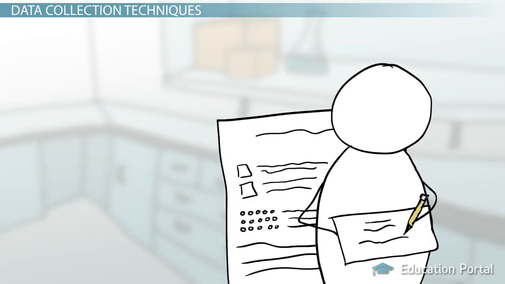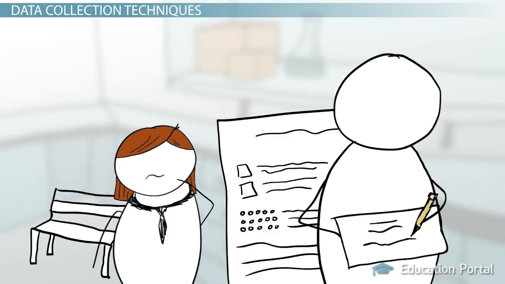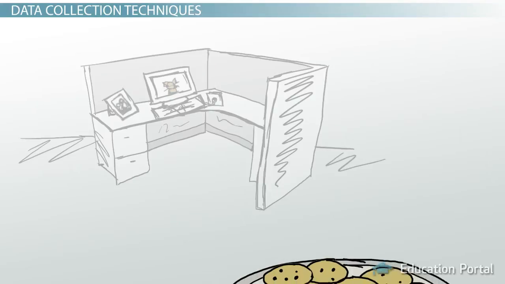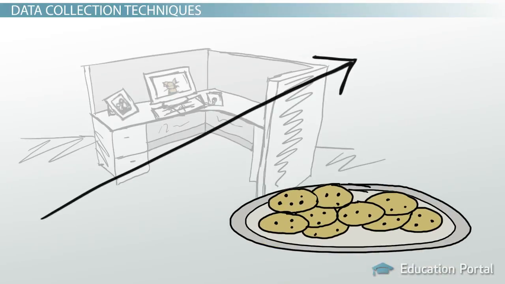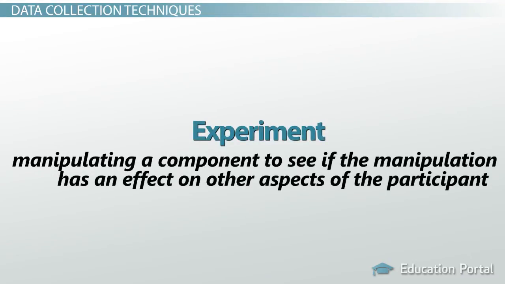We will briefly cover the most popular ways a researcher collects data, and then we will look at why each one would be selected. For the sake of ease, let's say you're interested in studying the effects of cookies on productivity. Experiment, defined as manipulating a component to see if the manipulation has an effect on other aspects of the participant.